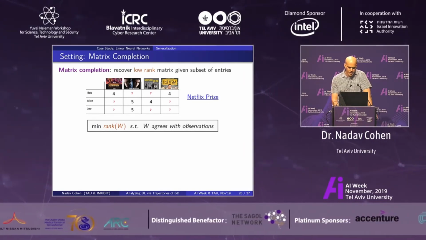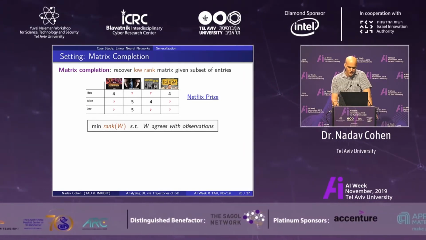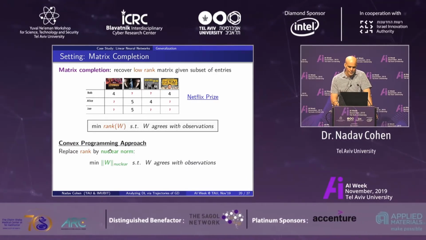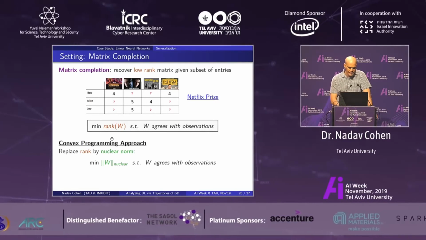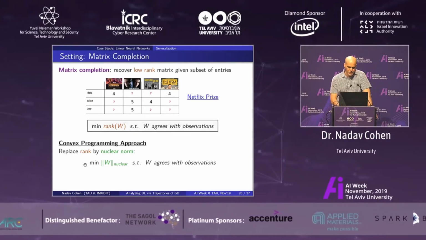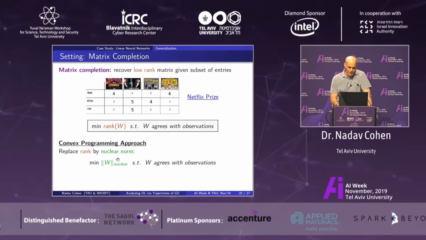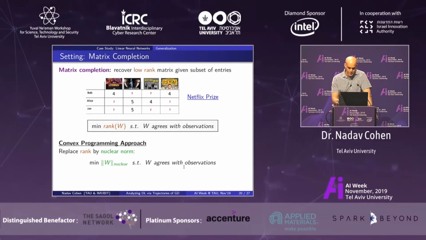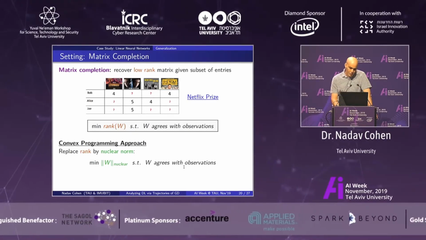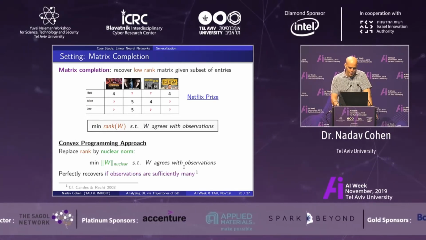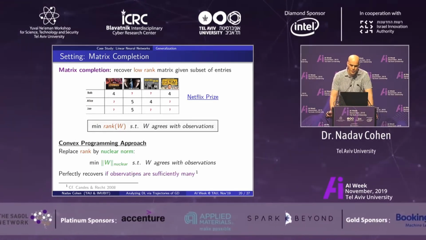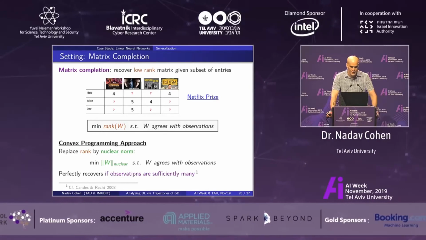And there's a convex programming approach to this, and that is to replace rank by nuclear norm. That's the sum of singular values. Instead of minimizing the rank subject to agreeing with the entries, you minimize the nuclear norm subject to agreeing with the observations. Okay? Somewhat surprisingly, I guess today it's well known, but at the time it was surprising, this approach will actually give you perfect reconstruction if you have enough observations.